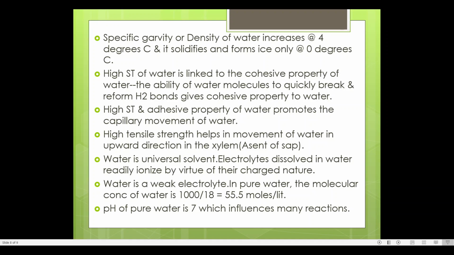Water is a universal solvent. Electrolytes dissolved in water readily ionize by virtue of their charged nature. So all the electrolytes get dissolved in water and they readily ionize because all those particles are charged. Water is a weak electrolyte. In pure water, the molecular concentration of water is 55.5 moles per liter. The pH of pure water is 7, which influences many biochemical and biological reactions within the plant species.